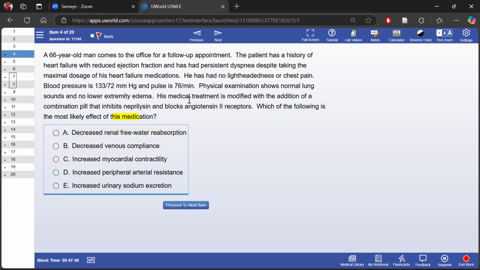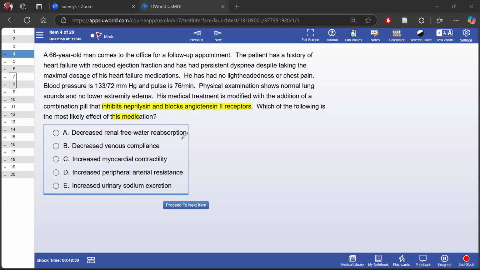So the second to the last sentence says the medical treatment is modified with the addition of a combination pill that inhibits neprilysin and blocks angiotensin 2 receptors. So the drug they're giving this patient is a combination pill, which means there are two components in one pill. One component inhibits neprilysin, and the second blocks angiotensin 2 receptors, right? Remember that pharmacology means using medications to alter normal physiology.